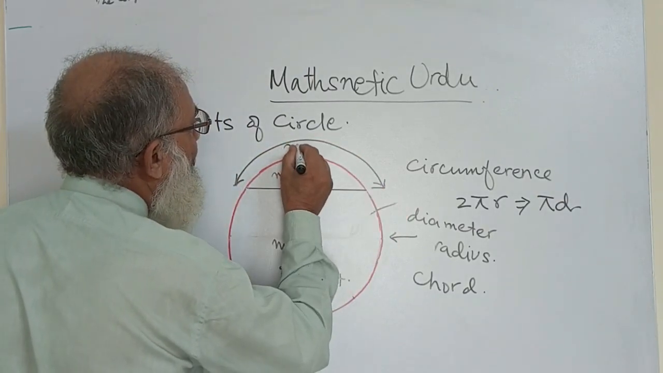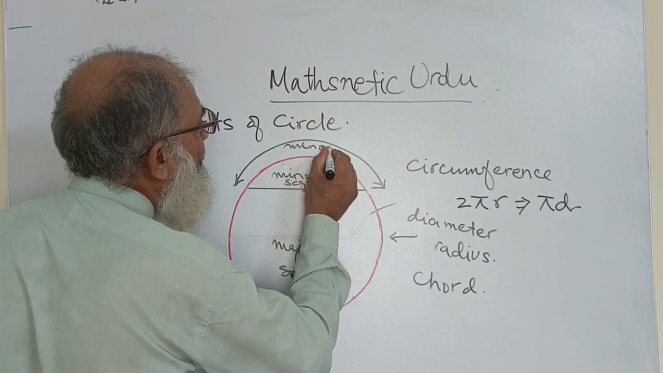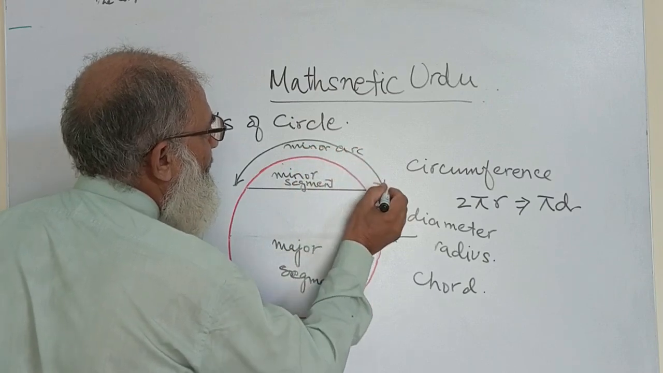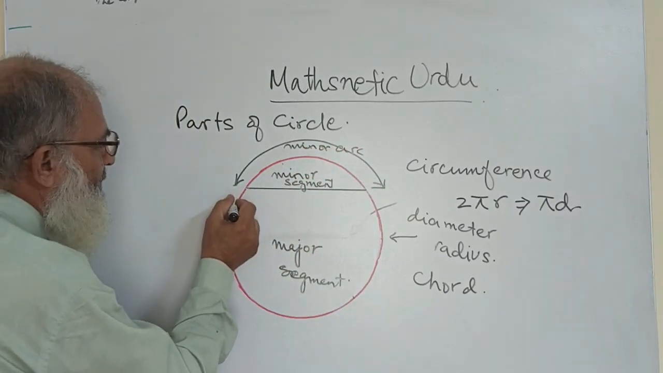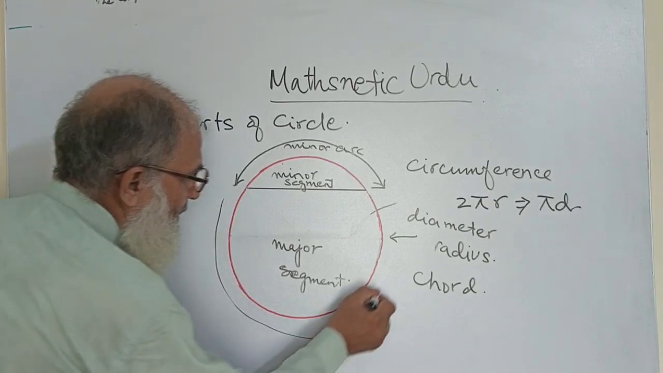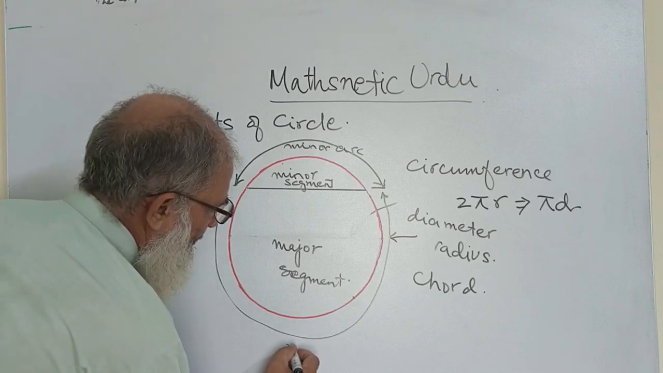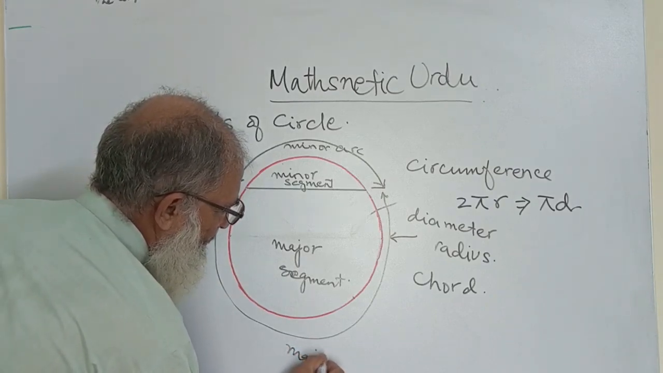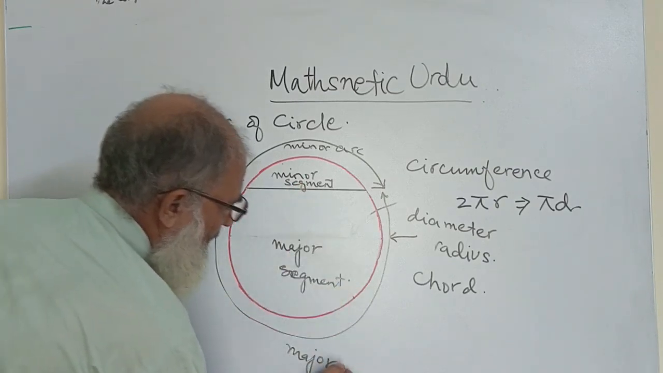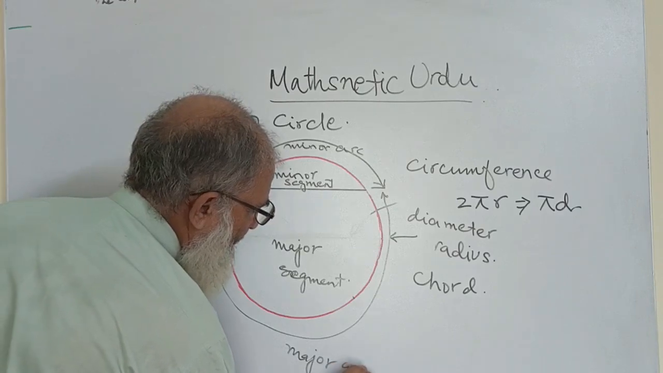This is the minor arc from here to here, and this part which is from here to here is called the major arc. Now this is the major arc, respective to this chord.